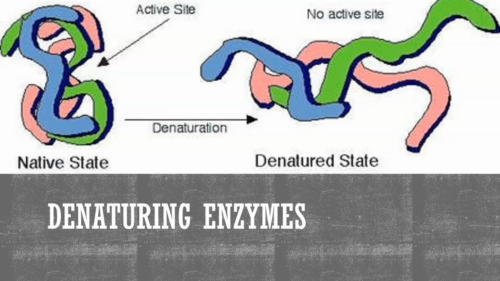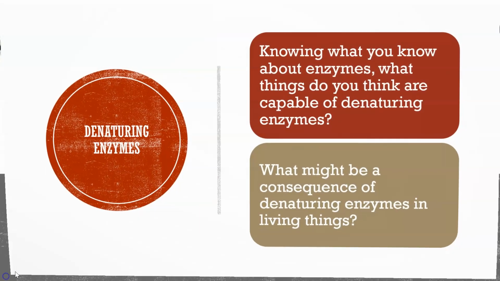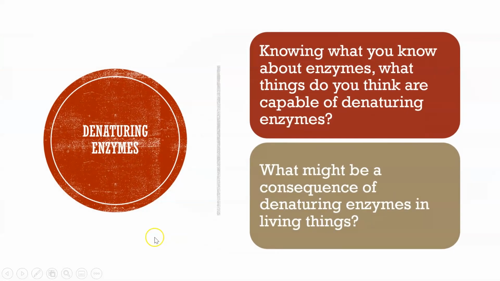Now, we looked at denaturing proteins. Enzymes are proteins, which means the things that denature a protein denature an enzyme. Okay, so knowing what we know about enzymes, what do you think are the things capable of denaturing our enzymes? We've already spoken when we looked at proteins about heat and pH being the things that do denature enzymes. We also have heavy metals, okay?